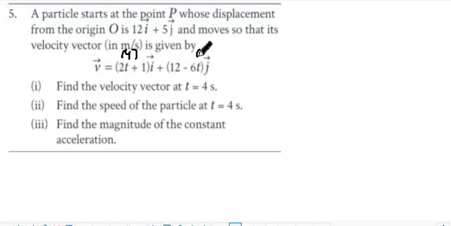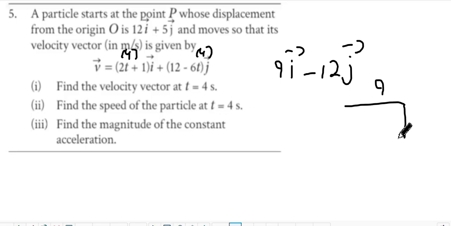Sub in 4. 2 times 4 is 8. 8 plus 1, 9i. 12 take away 24, minus 12j. You all okay with that? Okay. Find the speed of the particle at t equals 4. Well, the speed is currently 9 across and 12 down. So I'll just do Pythagoras' theorem here. 225. Square root that to get 15, I think.